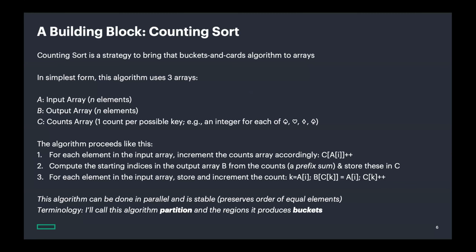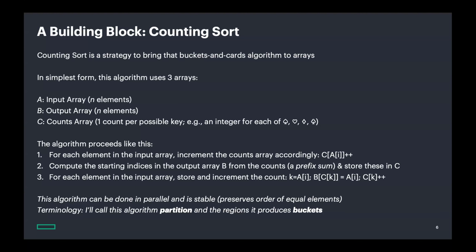And what the algorithm is going to do is go through each element in the input array. It's going to count, and it's going to increment the count for the suit that it found. And then it's going to compute the starting indices in the output array for everything by doing a prefix sum. And then after that, it's going to go through the input array again, and it's going to use the starting positions in the output array, and add to those to know where to put each element.